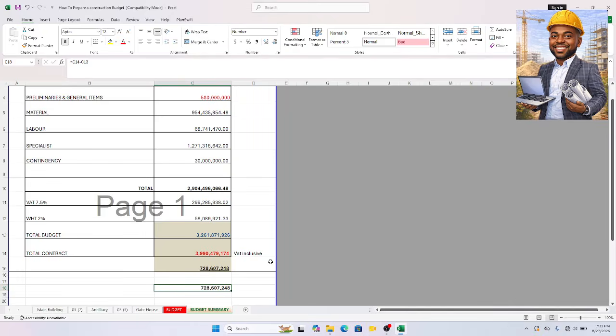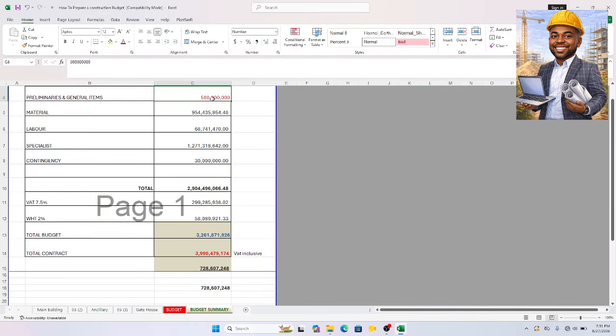So this is basically how you prepare your budget. Preliminaries, then your material, your labor, then your specialist work. So I've told us how you break down the bill of quantity. You have the civil part, you have the specialist part. Civil are your general civil, especially the one you give to contractors to do for you. Alright, and we'll see how we enter them into the budget at the end of the day.